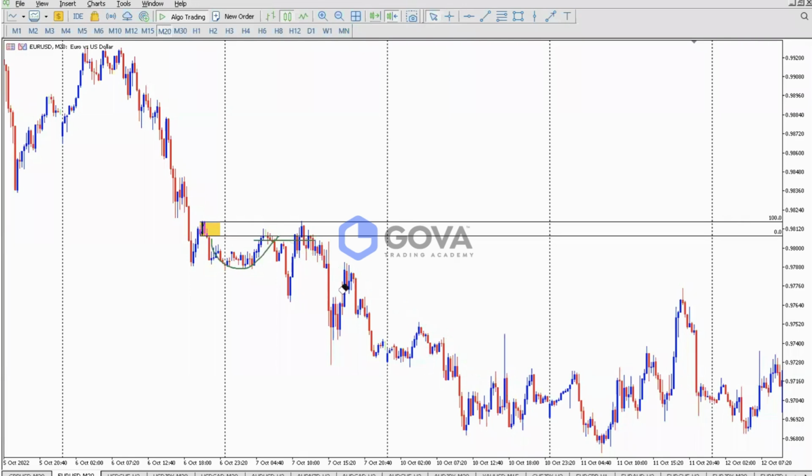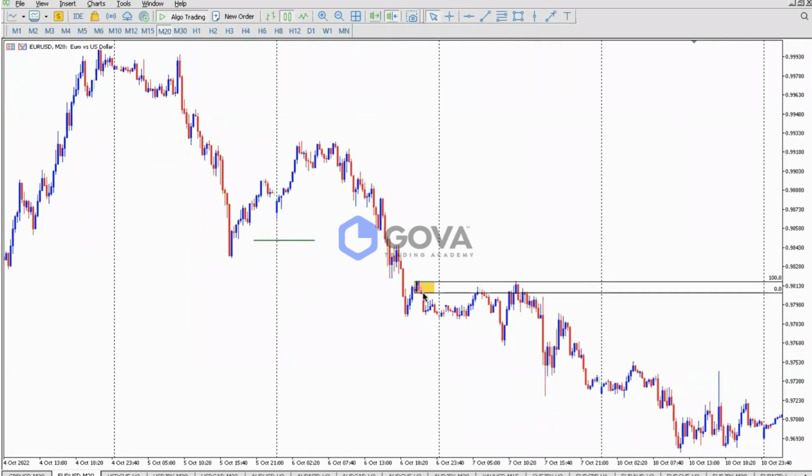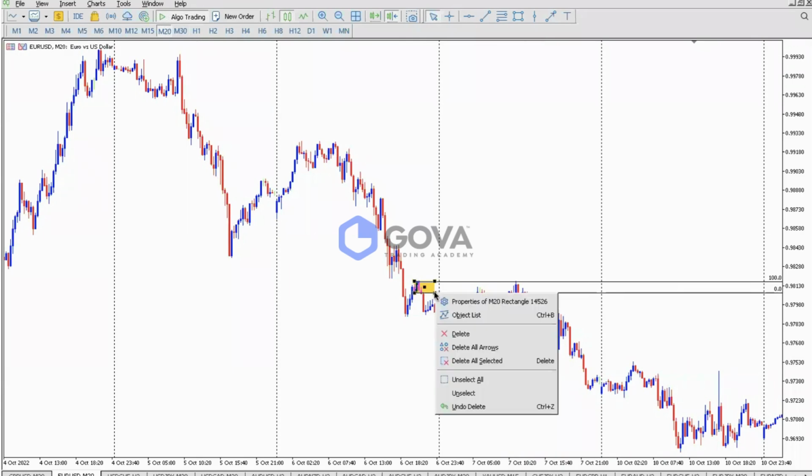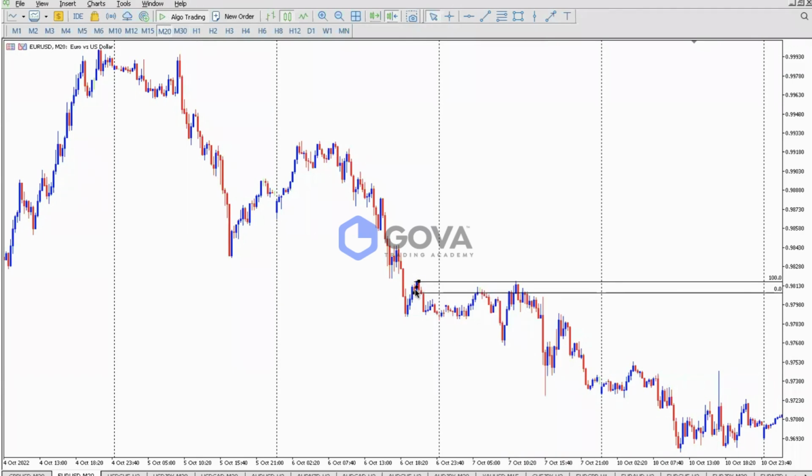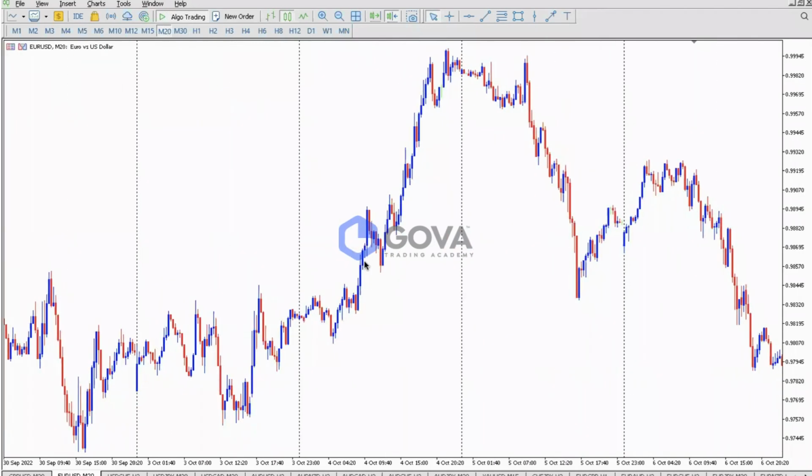So guys, that is how to mark your proximal line and distal line for either a sell trade or a buy trade. If you have any question, guys, feel free to ask me in the group. Always feel free to ask me your question, because if you don't, then you won't be able to understand all these things.